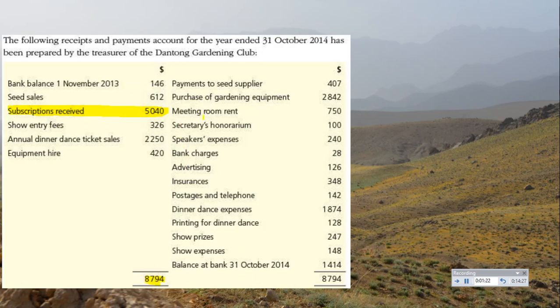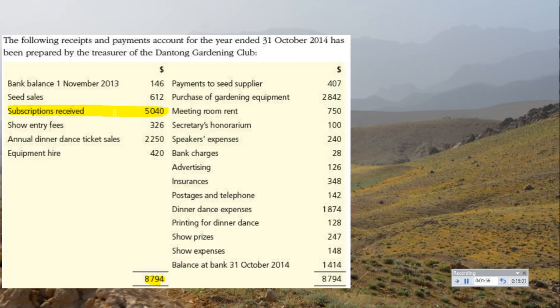And then on the right hand side you have all the reasons for payment. You have payments to seed supplier, purchase of garden equipment, meeting room rents, secretary's honorarium, speaker's expenses, bank charges, advertising, insurances, postage and telephone, dinner dance expenses, and so on. And then at the end you have the bank and cash balance at the end of the year. Here the main focus is how to treat your subscription, so I will not try to explain all these terms. So you have subscription receipt of 5040.